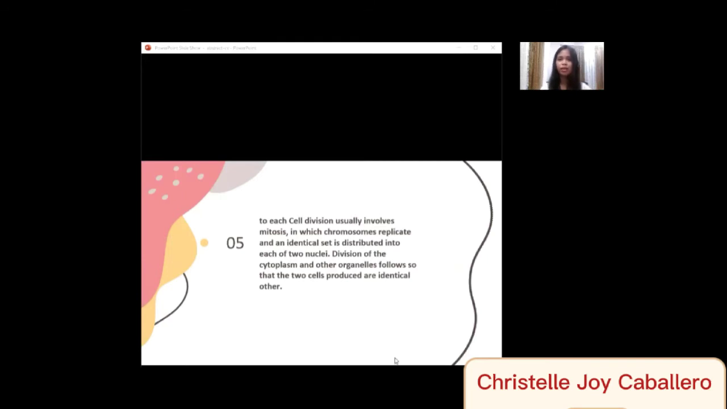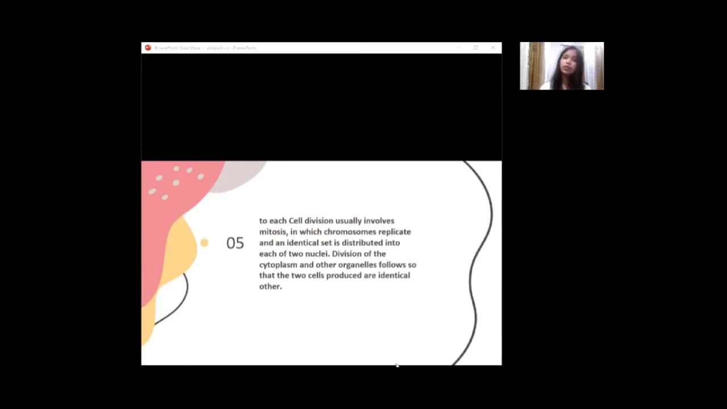Good afternoon, everyone. I am Cristal Joy Caballero, and I'm here to continue with the fifth characteristic of a eukaryote. Each cell division usually involves mitosis, in which chromosomes replicate and an identical set is distributed into each of two nuclei. Divisions of the cytoplasm and other organelles follow so that the two cells produced are identical to each other. Mitosis is common to all eukaryotes. During this process, a parent cell splits into two genetically identical daughter cells, each of which contains the same number of chromosomes as the parent cell.